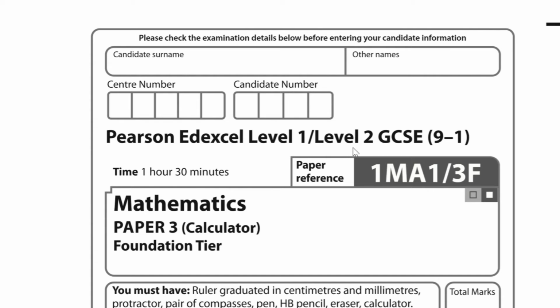This is the Edexcel GCSE 9-1 Maths Foundation Paper 3 from the November 2021 series.